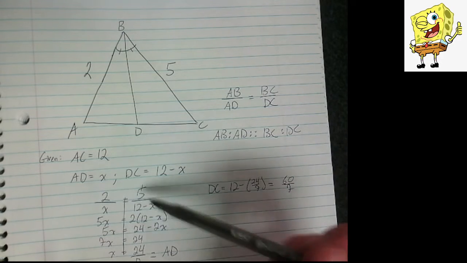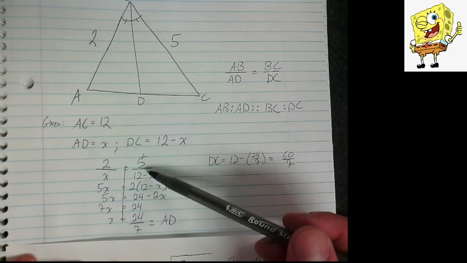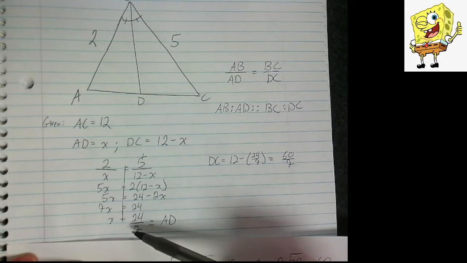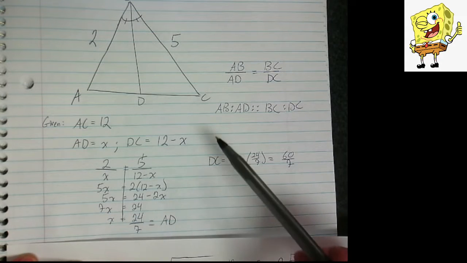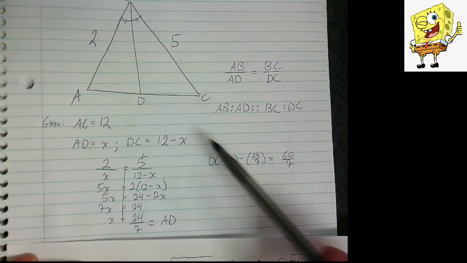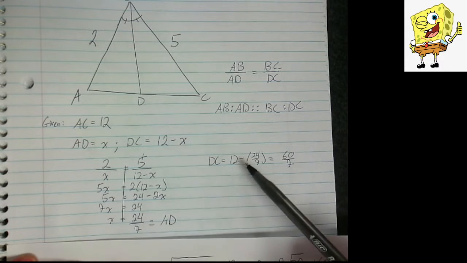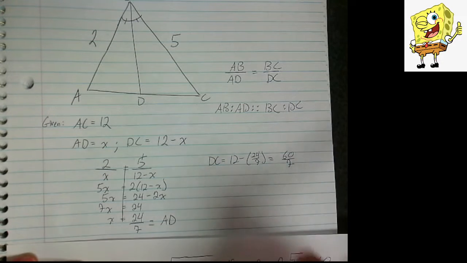From there, all we're doing is algebra, cross multiplying and simplifying down for x, which is the length of AD. I got 24/7. And then to calculate the length of DC, I take DC equals, and I'm just substituting it back into my formula, 12 minus 24/7 equals 60/7.